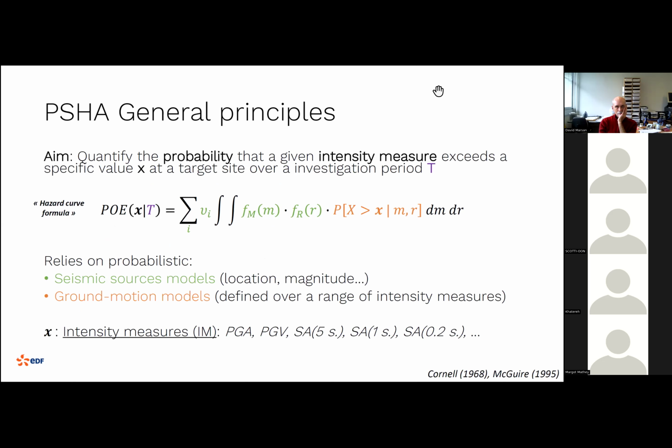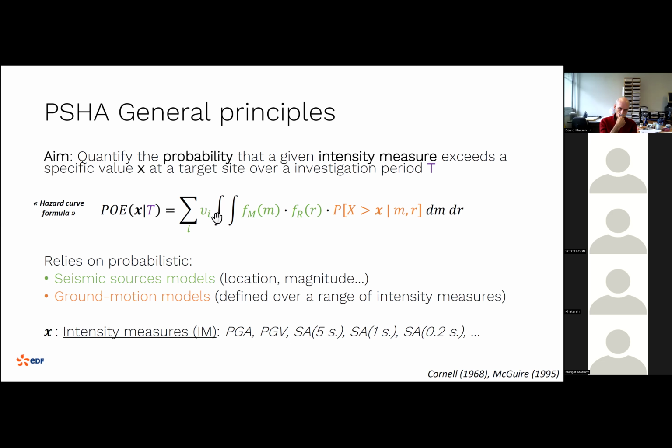Okay, that's better. The general principle of PSHA is that we aim at quantifying the probability that a given intensity measure exceeds a specific value at a target site and over a given period. So the framework is often described using this simplified equation, which is actually the formula for a hazard curve. This formula describes the probability of exceeding a level of intensity or acceleration x, for example, over a given period. So you have an equation that is composed of several terms.